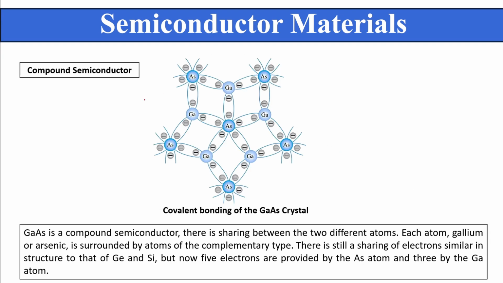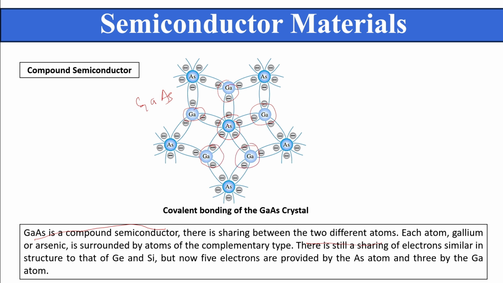So this is the example of gallium arsenide. Gallium arsenide is a compound semiconductor, and there is sharing between two different kinds of atoms. You will see sharing between arsenic and gallium. So you can see there is a complementary approach of sharing.